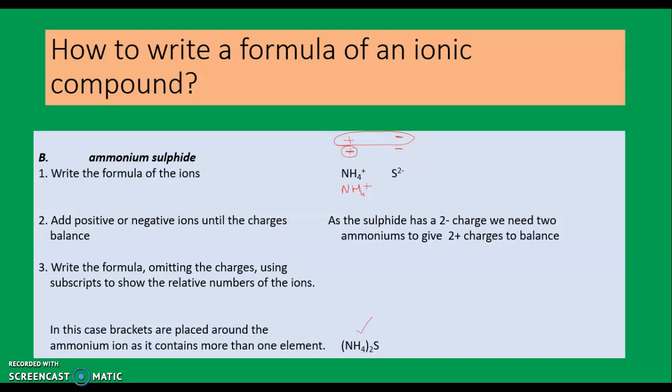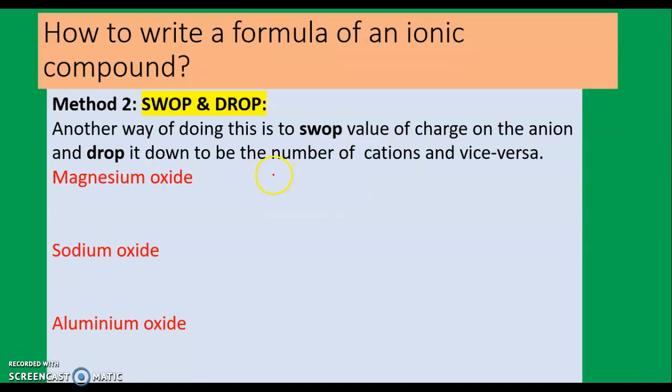The second method I'm going to show you, if this method doesn't work for you, is the swap and drop. So if I have to write down the formula of magnesium oxide, magnesium is group 2, oxide is group 6. Both of them have either 2 plus or 2 minus. I'm just going to focus on the number, and I'm going to bring the number on top of oxygen on this side, and the magnesium number goes and drops on the other side. So I'm swapping the numbers and dropping them down. So the numbers are at the bottom.